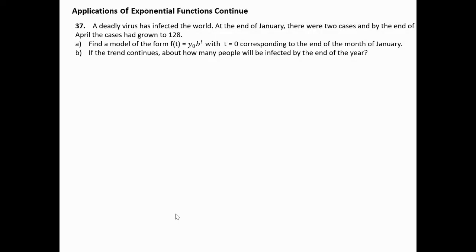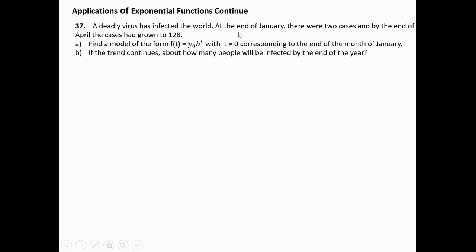Now, I remember that when I was covering this chapter back in 2020, that was when the pandemic arose, when COVID started. So I came up with this problem, so students will be aware that we can even use exponential functions to cover situations that happen in our lives. For example, number 37: a deadly virus has infected the world. At the end of January, there were 2 cases, and by the end of April, the cases had grown to 128.